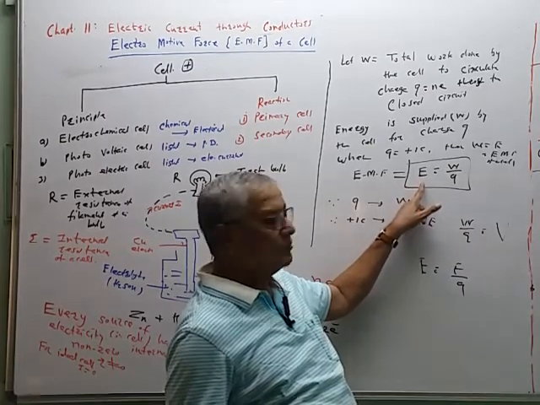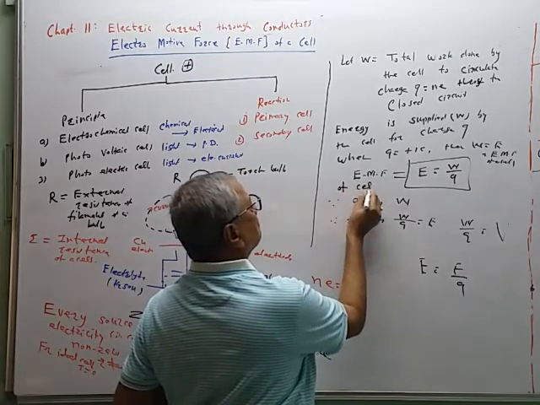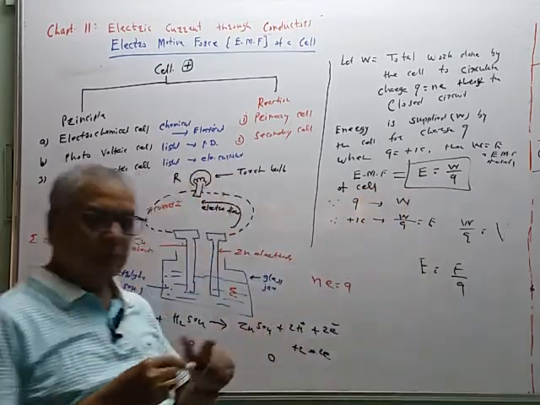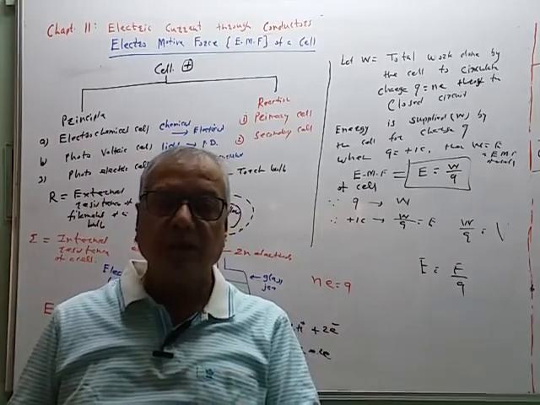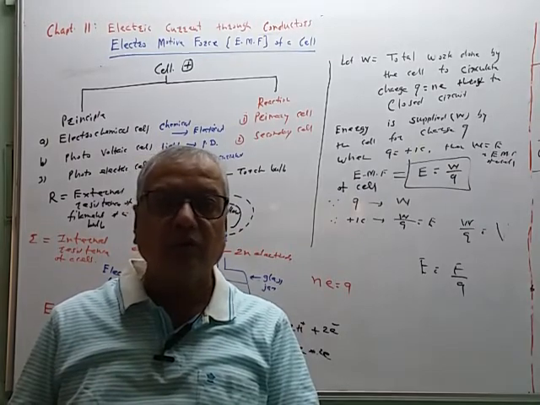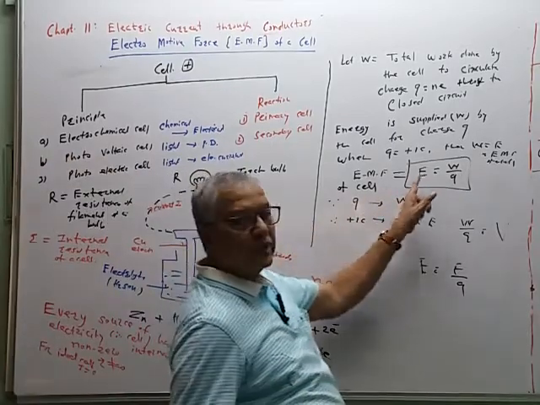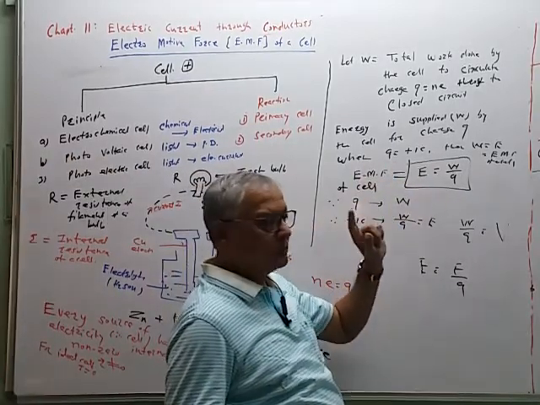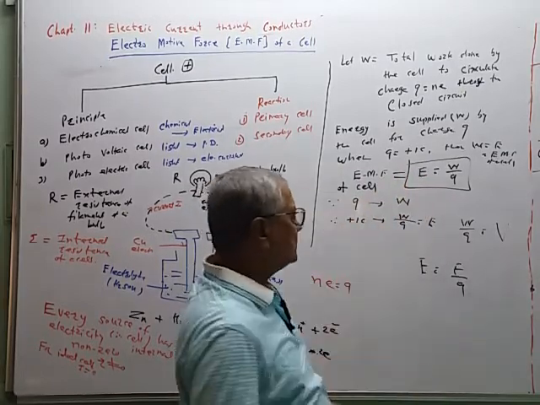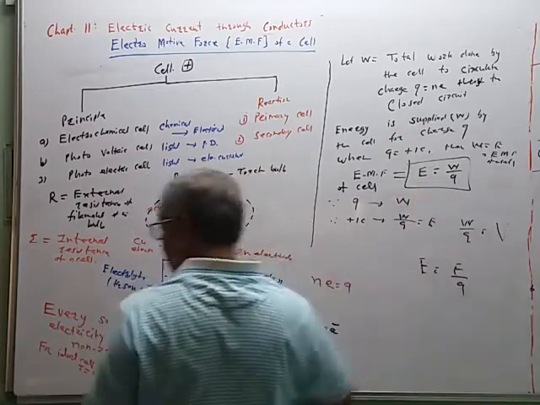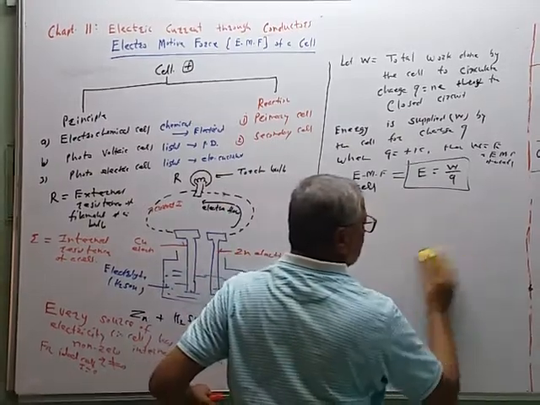So EMF of a cell is given by W upon Q. W is the total work done to circulate the charge Q coulomb, and EMF is also work done but for 1 coulomb only, plus 1 coulomb. So from this equation, now you can give the definition, unit, dimension, etc. We know that once we know the formula, we can derive so many points about this cell. So potential and EMF both have the same unit, same dimension.